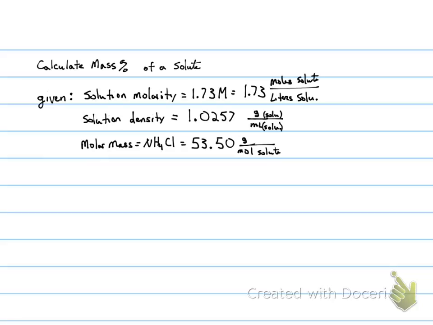So this is a tough one. We're going to calculate the mass percent of a solute given a series of conditions. We have a molarity, we have a density, and we have the molar mass. One thing we need to remember is that the molarity and density work together. That's what we have. That's why we have both of them. It's very, very important that they work together.